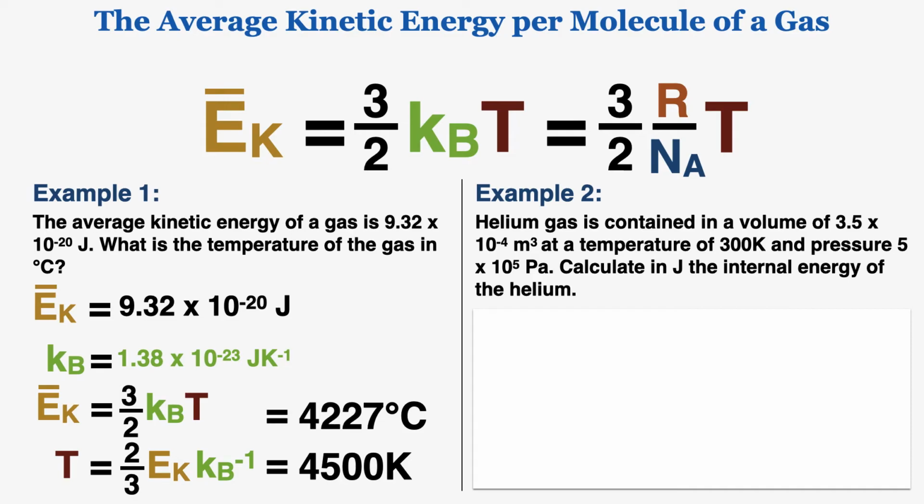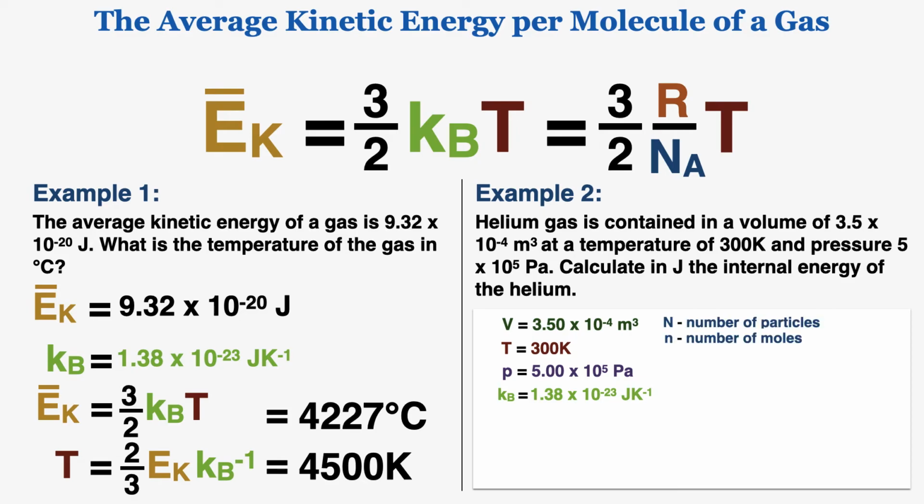In example 2, helium gas is contained in a volume of 3.5 times 10 to the negative 4th meters cubed at a temperature of 300 Kelvin and pressure 5 times 10 to the 5th Pascal. Calculate in joules the internal energy of the helium. So this is the volume, and this is the temperature, and this is the pressure. Boltzmann's constant. And we use this notation for the number of particles, capital N. And I know that lowercase n, the number of moles, is equal to the number of particles over Avogadro's constant. And this is Avogadro's constant. And this is the ideal gas constant.